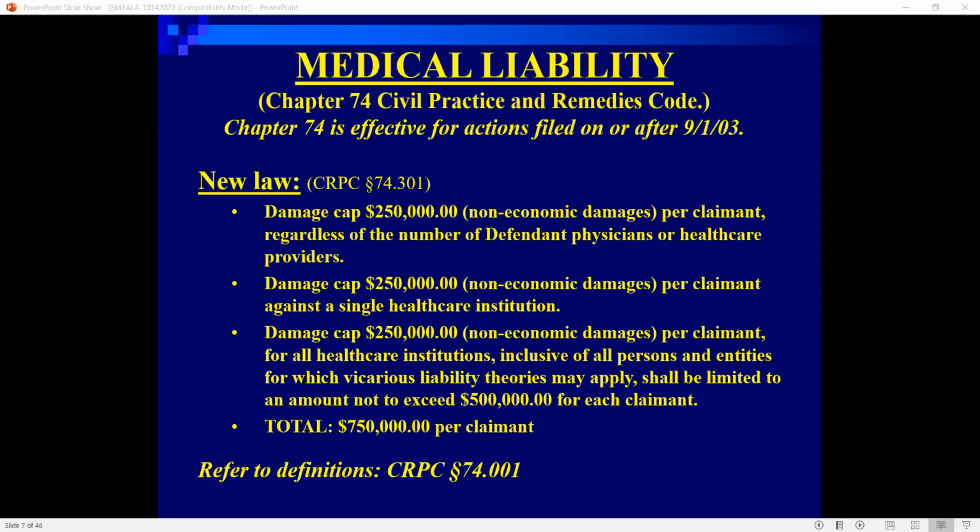And once you start adding up those costs and multiplying the cost per year over a life expectancy, then you can get well above the $250,000 damage cap into the millions or multiples of millions of dollars in those types of cases, in permanent neurologic injury cases. Next slide, please.